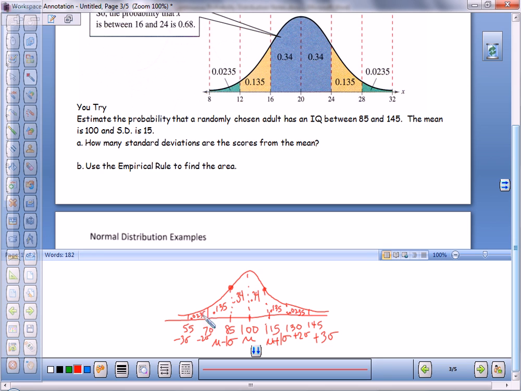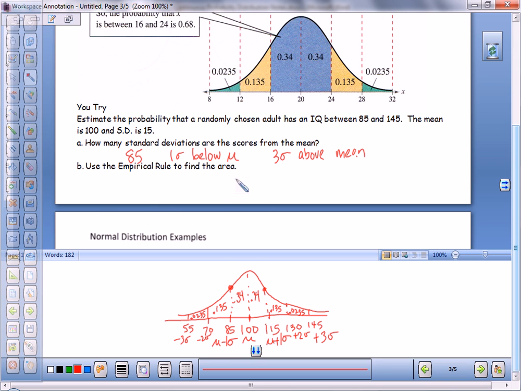So how many standard deviations are scores from the mean, if we're going from 85 to 145? 85 is 1 standard deviation below the mean, and 145 is 3 standard deviations above the mean. So it's going to go from -1 standard deviation all the way up to +3 standard deviations. And now it asks us to use the empirical rule to find the area under that curve.